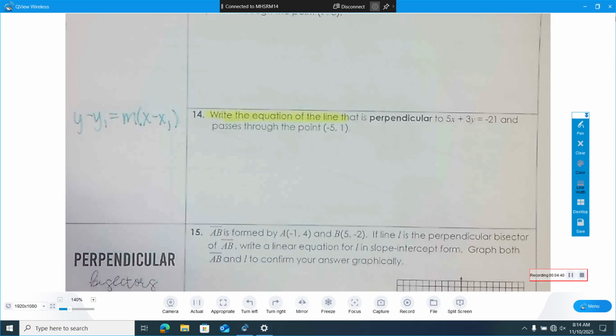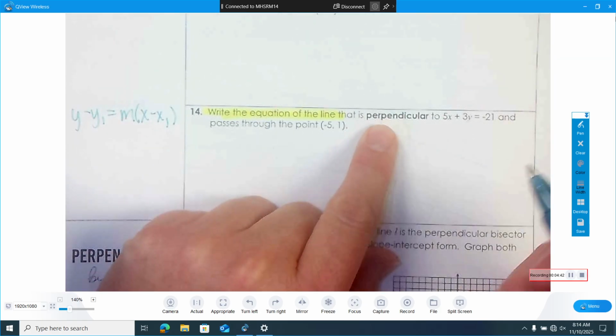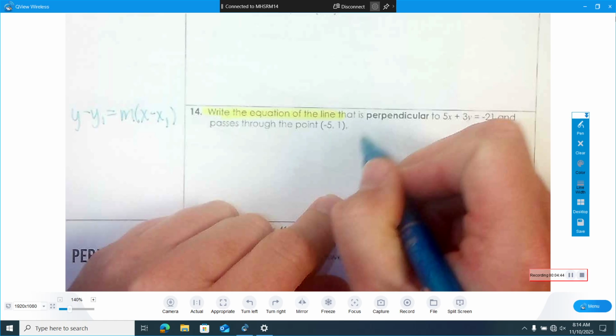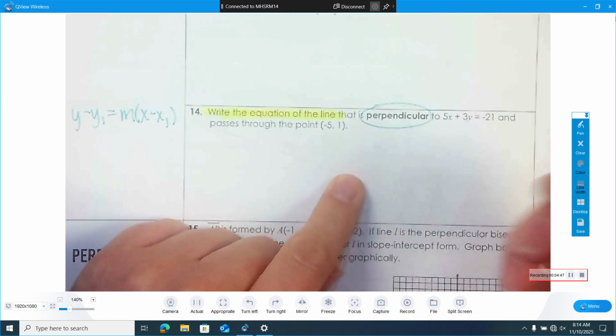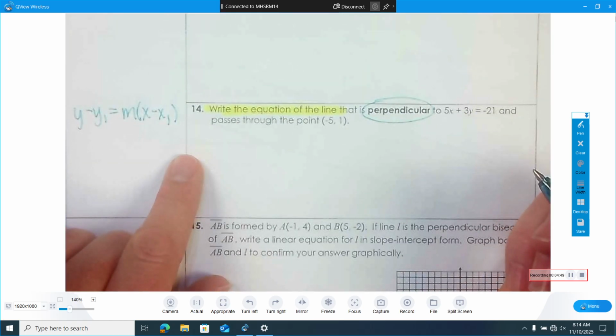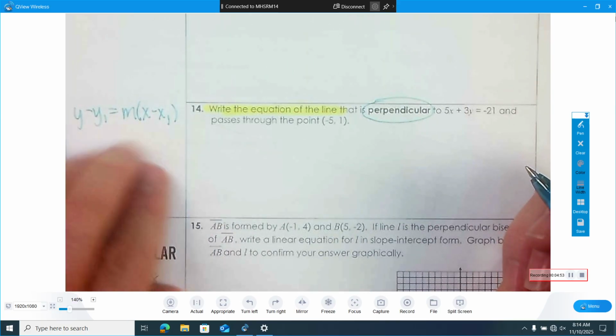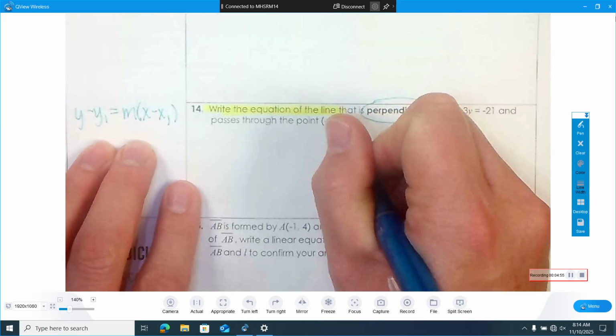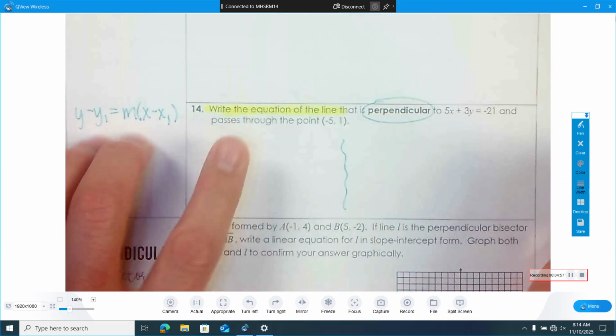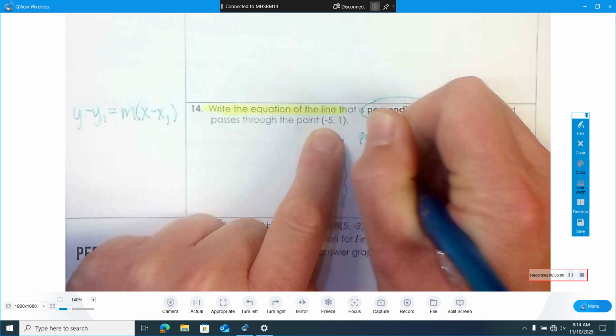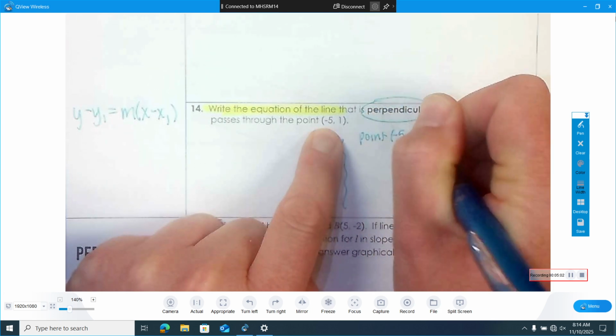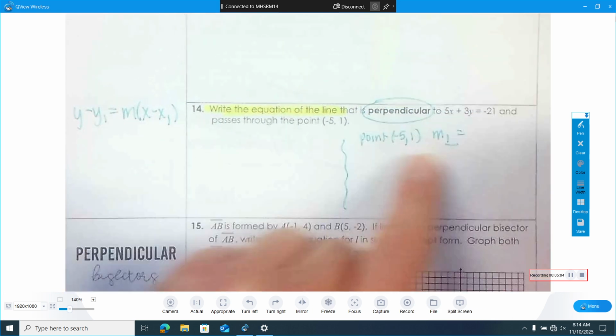All right, again, we need it to be perpendicular. Very important word there. Reading, ladies and gentlemen. Reading is going to get you today, okay? So make sure you read carefully. So we need the equation of a line that passes through the point negative 5, 1, and I need a perpendicular slope.